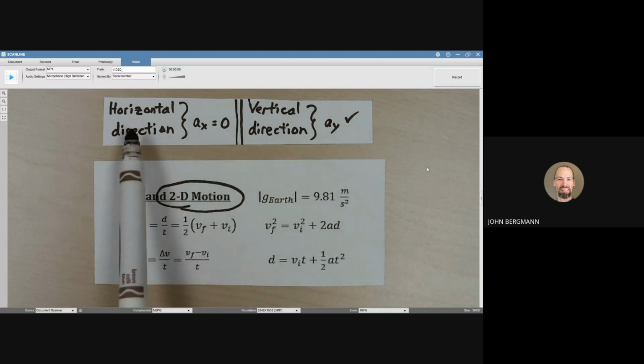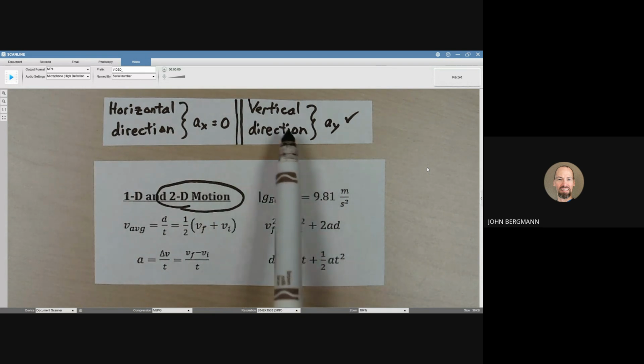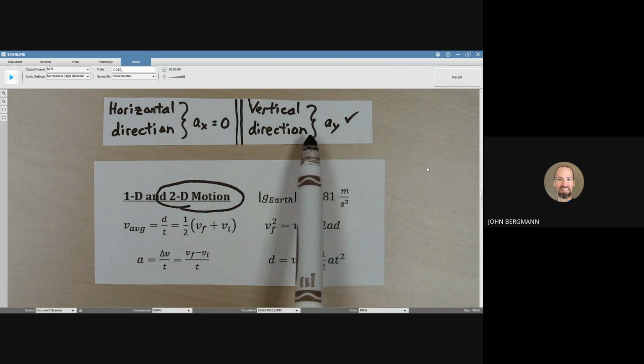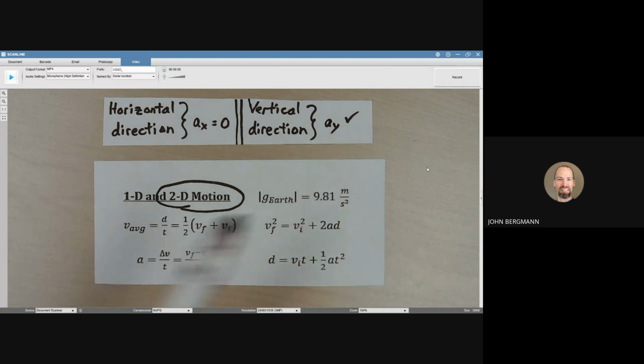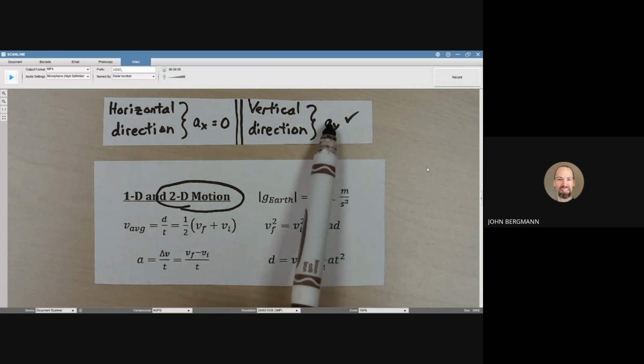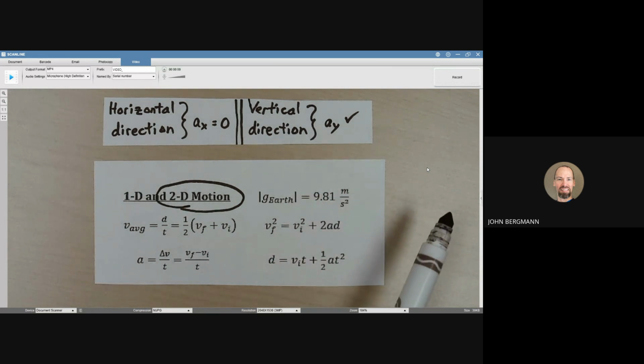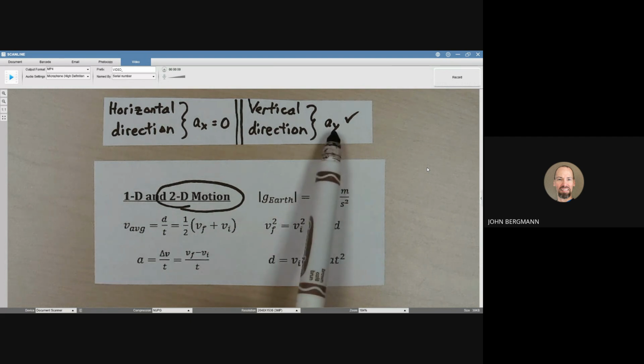That is, the acceleration in the horizontal direction is going to equal 0. The acceleration in the vertical direction is going to be equal to g, typically, 9.81 meters per second squared, assuming we're on Earth. If I give you a problem on Mars or the moon or something, then that value will be something other than 9.81. But typically for what we're going to do, it's going to be 9.81 meters per second squared.